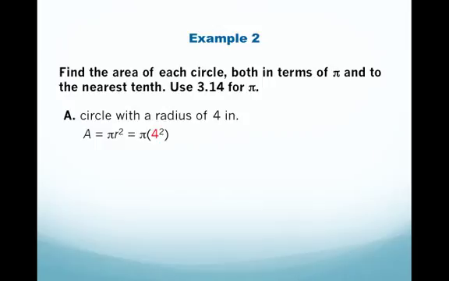Remember, 4 squared means 4 times 4, which is 16. So our area is 16 pi inches squared. And then to find the answer to that, we have to do 16 times 3.14. And when we round to the nearest tenth, we get 50.2 inches squared.